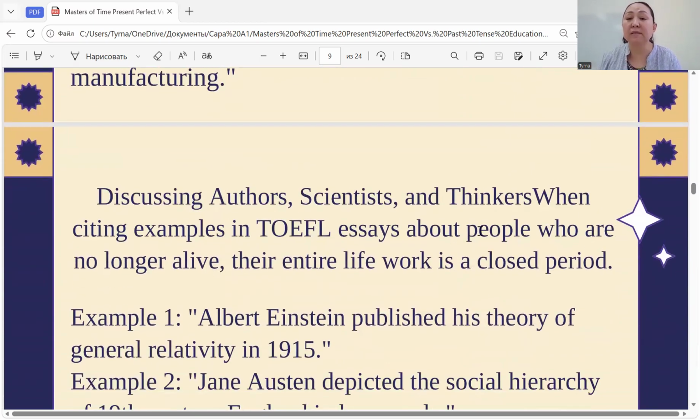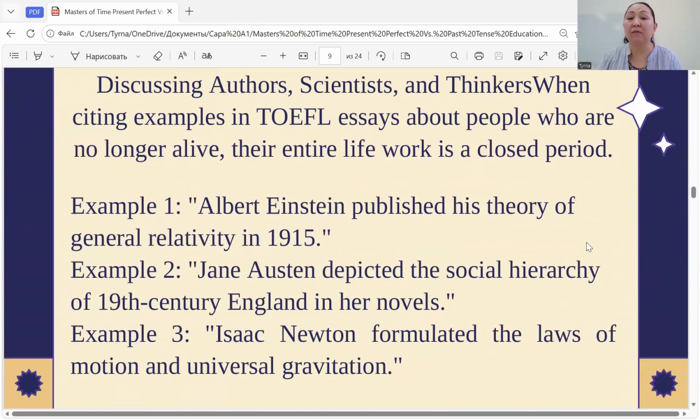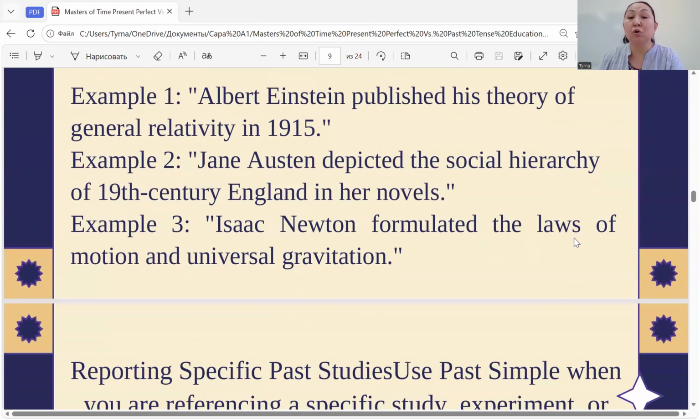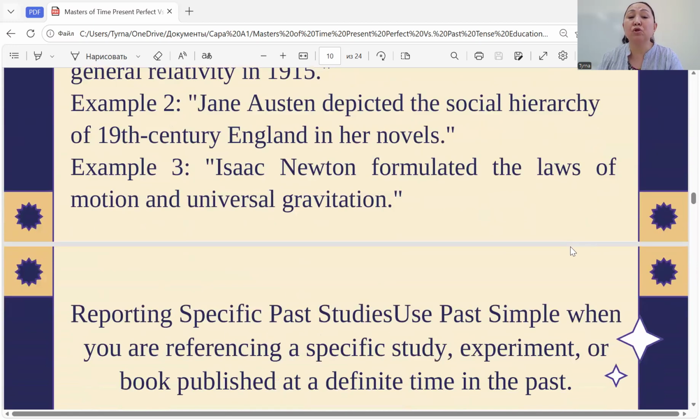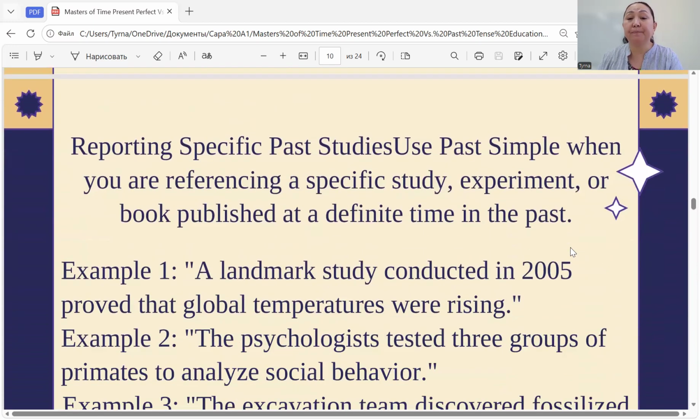Discussing authors, scientists, and thinkers when citing examples in TOEFL essays about people who are no longer alive. Their entire life's work is a closed period. Example 1. Albert Einstein published his theory of general relativity in 1915. Example 2. Jane Austen depicted the social hierarchy of 19th century England in her novels. Example 3. Isaac Newton formulated the laws of motion and universal gravitation.